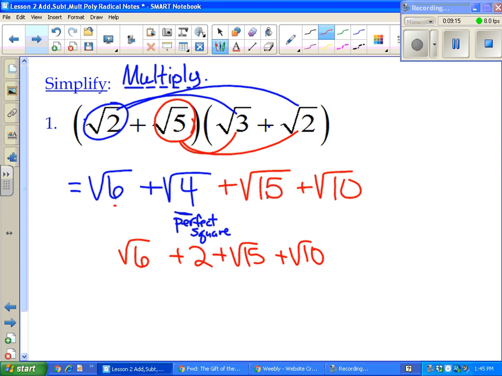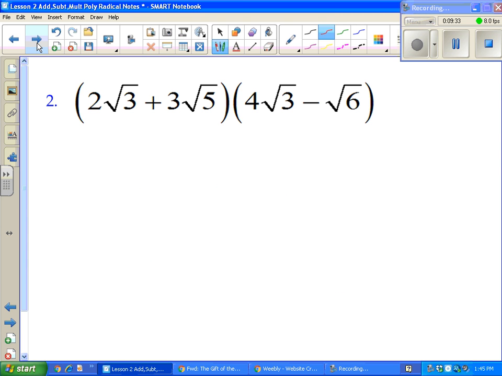None of these are alike. This is a 6, this is just a whole number, this is a 15, this is a 10. None are alike, so this represents your final answer. When we did lobster claw in the past, we typically had terms that would add together. We just don't have that in this problem. All right. Again, lobster claw, outside times outside, inside times inside.